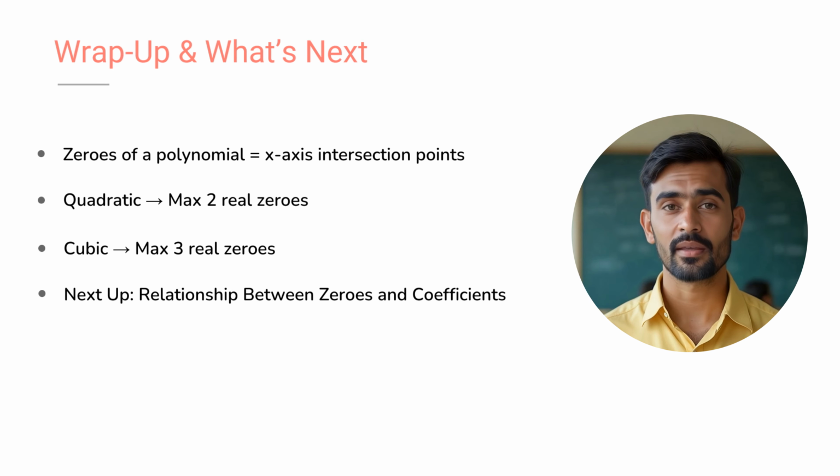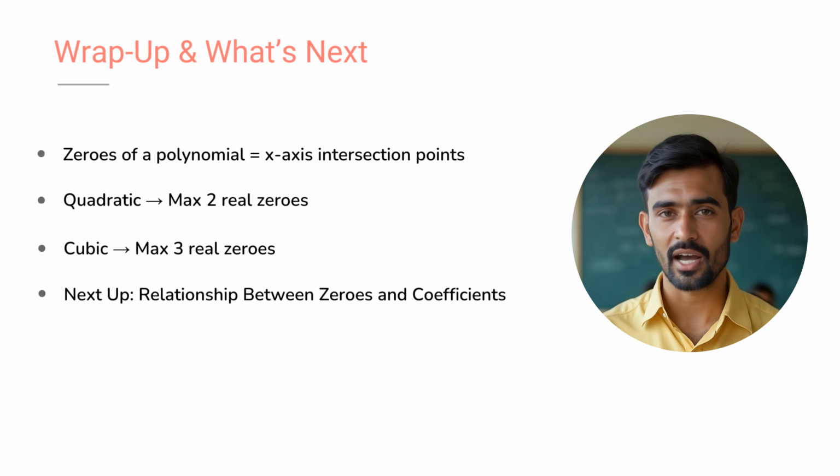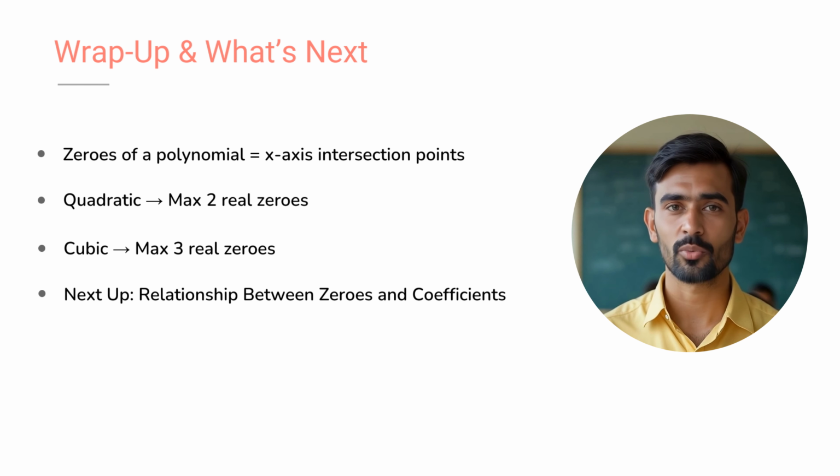To sum it up, the zeros of a polynomial are where its graph meets the x-axis. In quadratic graphs, that means up to 2 real zeros. In cubics, up to 3. In our next video, we'll connect these zeros to the coefficients of the polynomial. Algebra meets symmetry. Till then, stay curious and keep plotting.